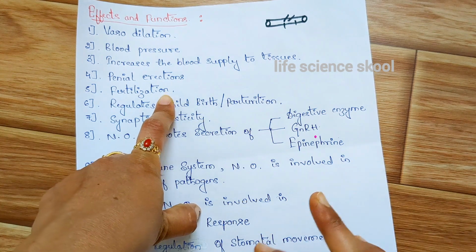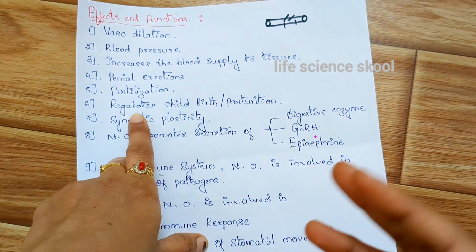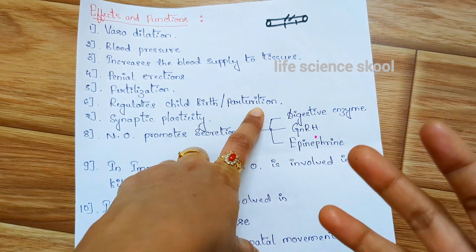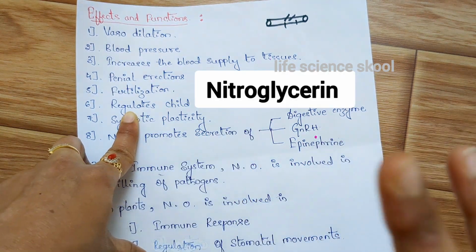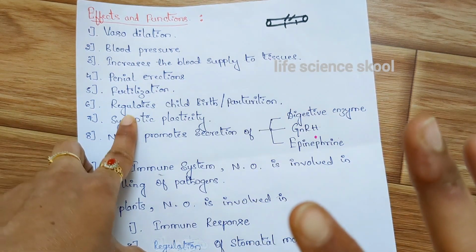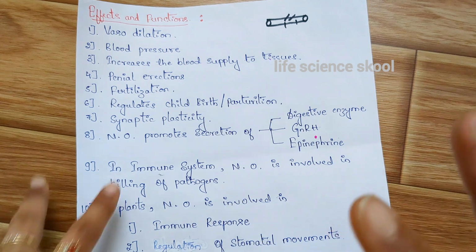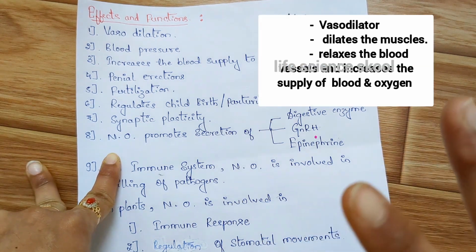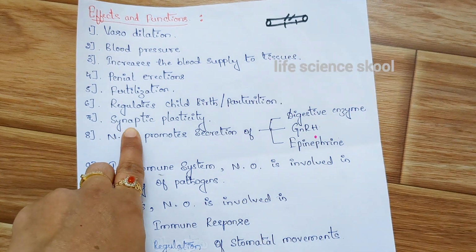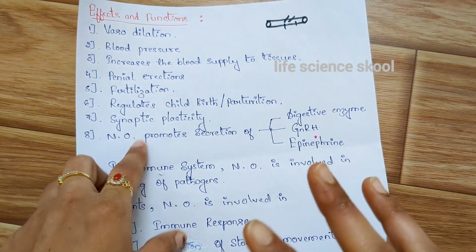Nitric oxide is also involved in the process of fertilization, and it regulates childbirth, what is called parturition. Nitroglycerin is also a nitric oxide releasing substance, and it is employed in parturition. Moving on to the next point, synaptic plasticity.